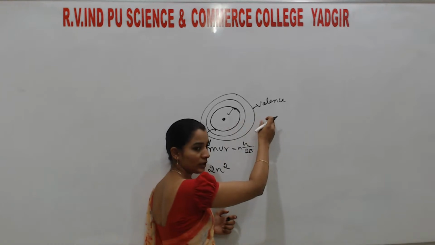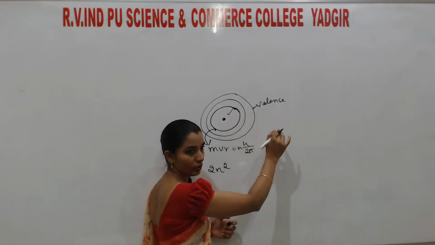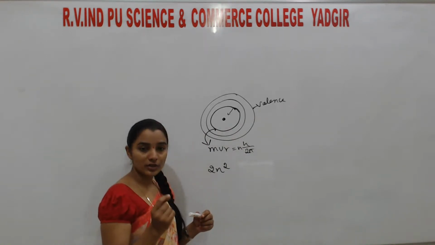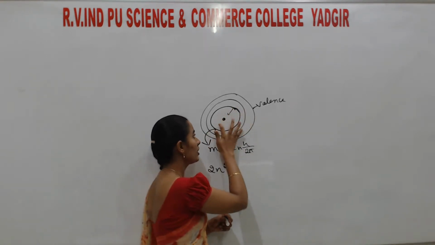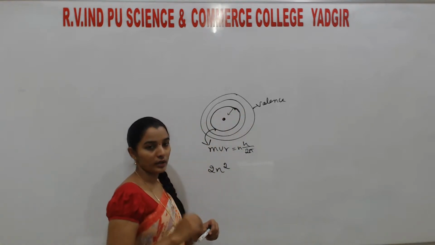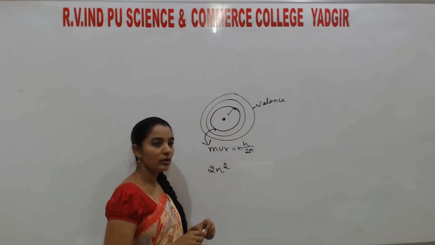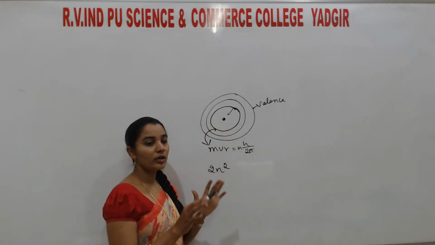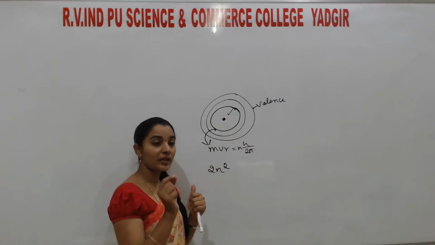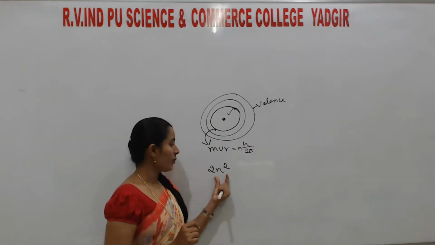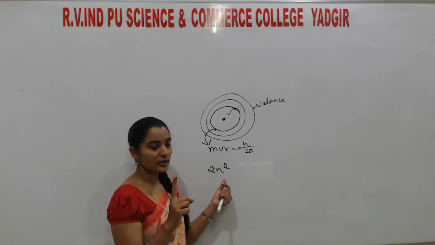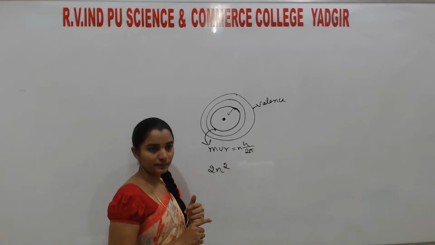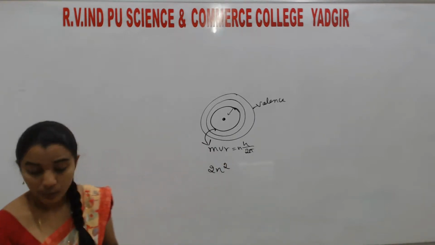Valence means completely last, far away from the nucleus. The one which is far away from the nucleus has high energy. The shell nearer to the nucleus has low energy. Understood? If the electrons are in their lower energy state, only then is the atom said to be stable, and that state is called the ground state. The number of electrons to be filled in a single shell is 2n squared, where n may be 1, 2, 3, 4, etc. Understood? So this is Bohr's model.